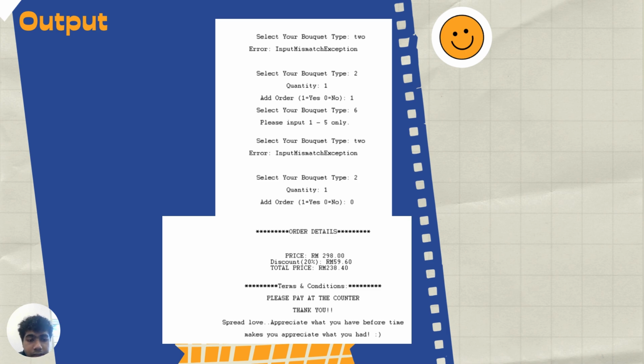Then it calculates the discounted price, which is the 20% discount, which is 59 ringgit 60 cents. So after 298 minus 59.60, the total price comes up to 238 ringgit 40 cents.